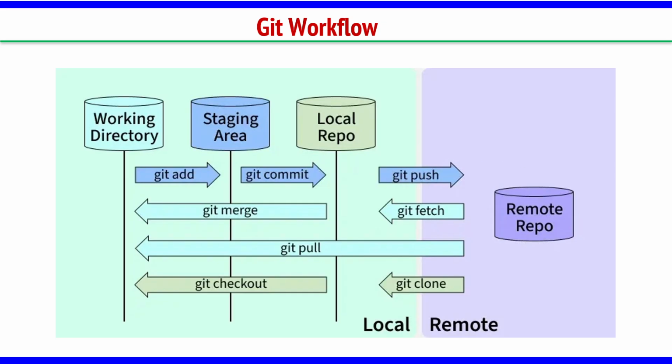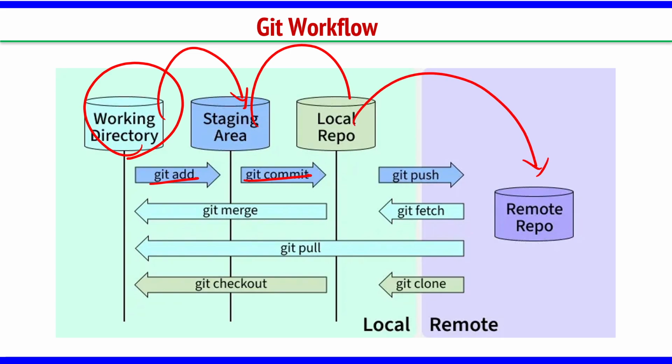This is the general flow. In one case, I am building a new project, writing it from scratch. This was the flow: from my working directory, using git add, I added to the staging area, then with git commit, I added to the local repository. From there, using git push, I am sending it to the remote repository. It is publicly available now.